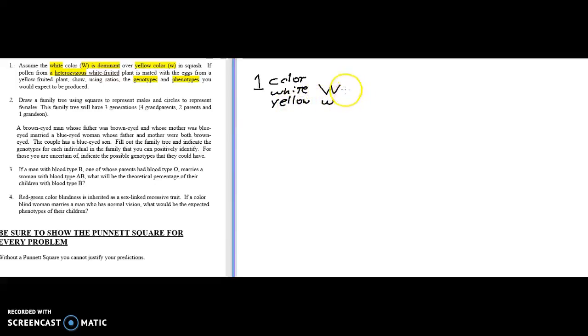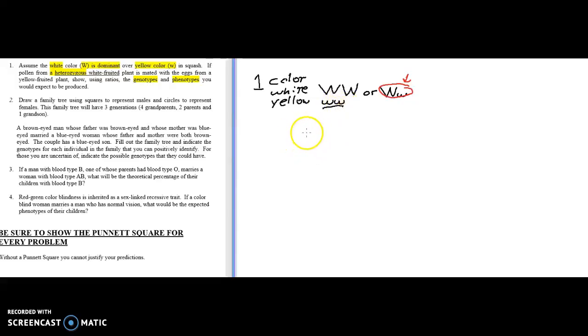Now the thing is, every variation has to have 2 alleles. So white could be big W, big W, or it could be big W, little w. Either one is going to appear white. Yellow, on the other hand, is only going to be 2 little w's. So when we look at the problem, they're telling us we have a heterozygous white fruited plant. When you see that word hetero, that means this is your genotype, big W, little w, that you're going to use to represent that parent. They're mated with a yellow fruited plant, so yellow being little w, little w.